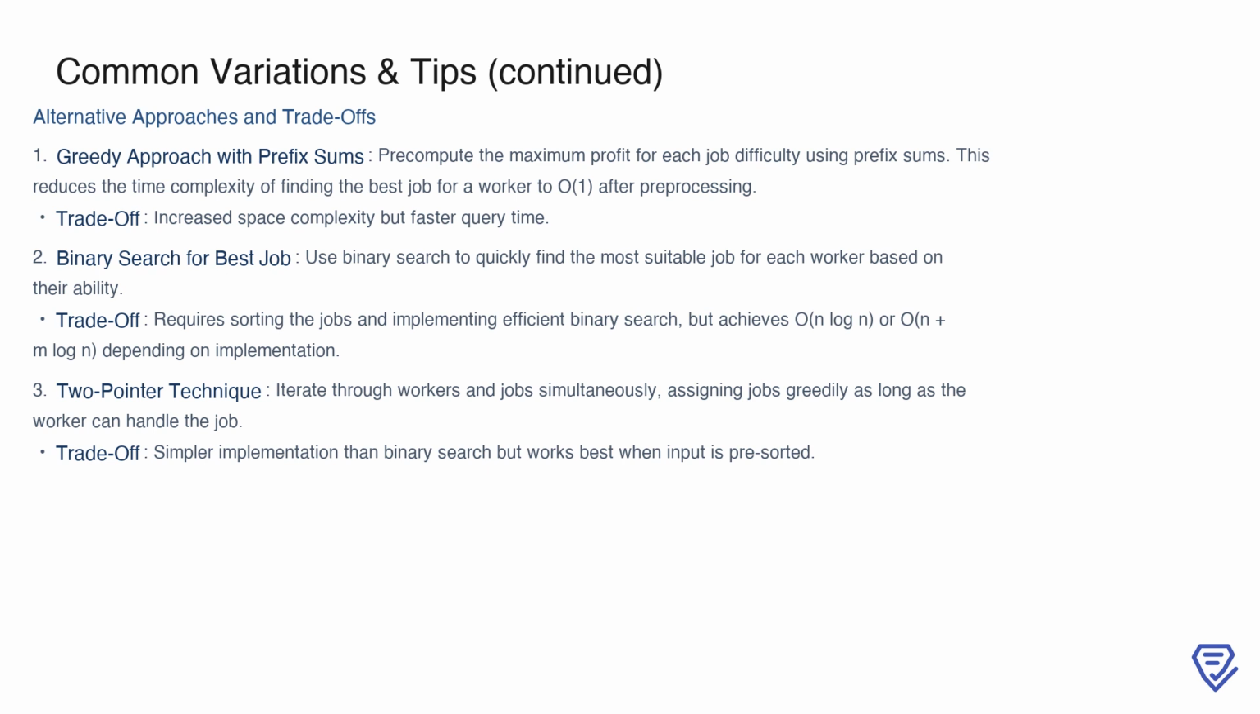A simpler alternative is the two-pointer technique, which involves iterating through workers and jobs simultaneously, assigning jobs as long as the worker can handle them. While this method is easier to implement, it works best when the input is presorted, and it's less flexible for scenarios where additional optimization is needed.